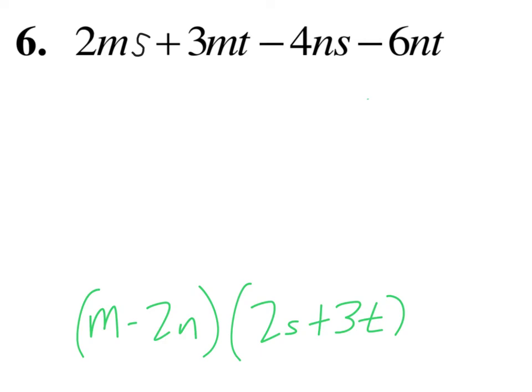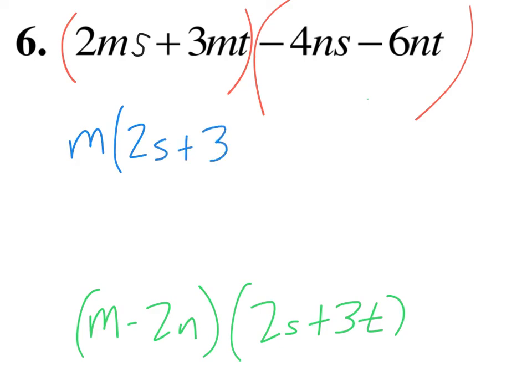So 4 terms, the next thing I'm going to try to do is group them. So I'm going to group the first 2 terms together and the last 2 terms together. When I group the first 2 together, I ask what is the GCF there. They both have an M. So I factor the m out. That leaves me with 2s plus 3t. Now again, I know I need my next set of parentheses to match this one. In here, they're both positive.